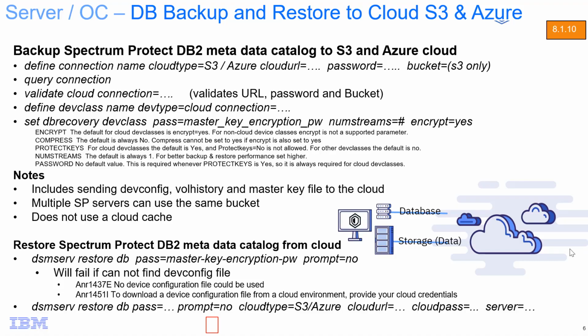Hi, welcome to this demo of the Spectrum Protect version 8.1.10 capability to back up the database to the cloud. We're talking about the Spectrum Protect DB2 database, which acts as our metadata repository. In this demo, I'll show you how to use the Spectrum Protect administrator command line to do database backups to the cloud, and then how to use the command line to restore those same databases back to your system. I'll be utilizing an S3 connection to the cloud.